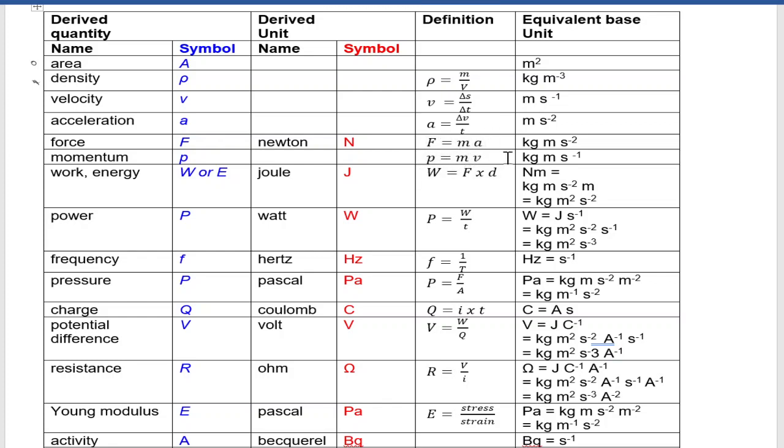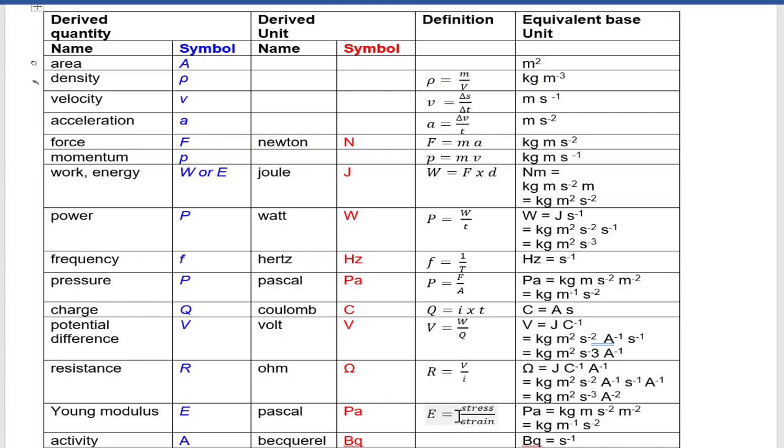P, momentum, mass times velocity. W, work done or energy, force times distance. Power, work done over time taken. Frequency, 1 over T. Pressure, force over area. Charge, current times time. Potential difference, work done over charge. Resistance, V over I, that is a potential difference over current.